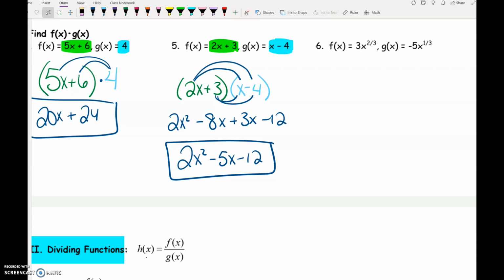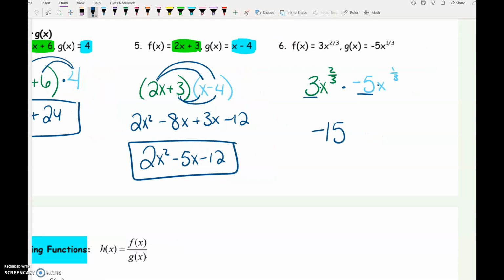This last one, the f function is 3x to the 2/3. The g function is negative 5x to the 1/3. When we multiply these, this is 3 times x to the 2/3 times negative 5 times x to the 1/3. So the 3 times the negative 5 will give us negative 15.